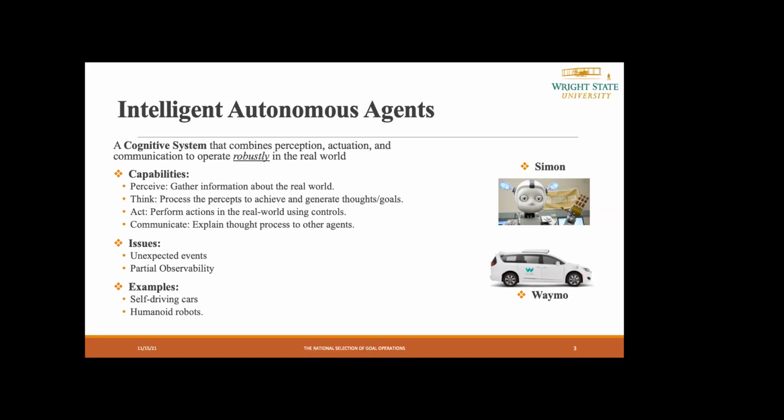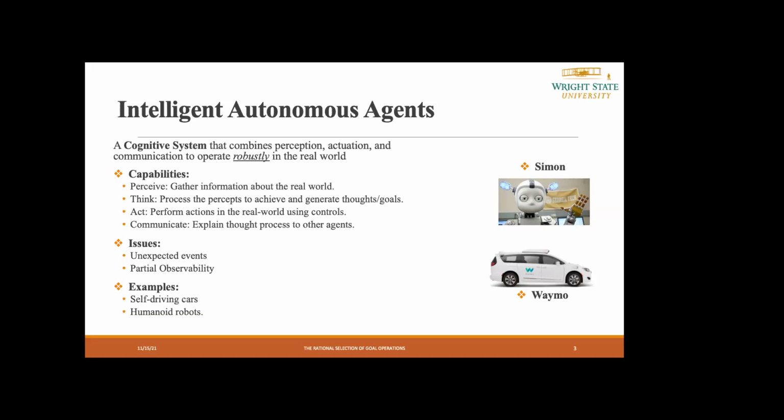And partial observability, this is one issue that we face as humans as well, meaning the agent is limited in its observability, and it should be able to incorporate changes in the world as it progresses its work in the real world domain. Some examples of such agents are self-driving cars or humanoid robots like Simon or Sophia or several others.